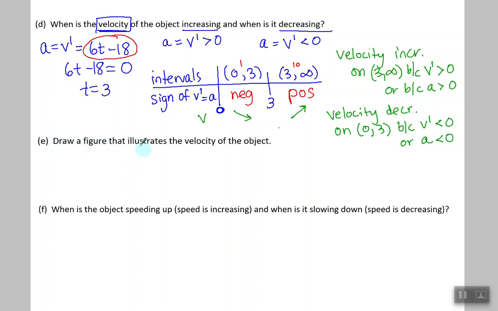E. Draw a figure that illustrates the velocity of the object. So similar to what we did for the illustration of the motion of the object, or the position, we're going to make a horizontal line, but this time label it v for velocity. Again, we want to find some values, such as what's the velocity at time 0.